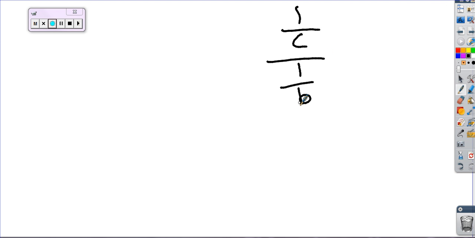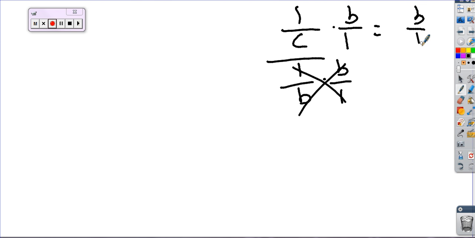C and B can't be 0. So what do I do? Someone tell me. Flip it so it's U over 1. Yep. Same thing, top and bottom. What you do to one side, you have to do to the other. It's always the rule. What do you get? B over C. That's not hard, is it? Or is it?